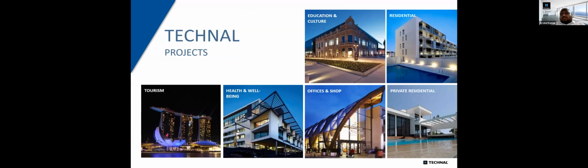So in terms of projects, what we have done, we do all kinds of projects as Technal. We do education, residential, tourism, health and well-being, offices, retail, private residential. So from a small villa to a super high-rise building, you can count us in, because we have the team and the workforce and the logistics supply chain to back it up to help you and assist you in any kind of project format. Some of the examples, and these are my favorite projects from Saudi Arabia.